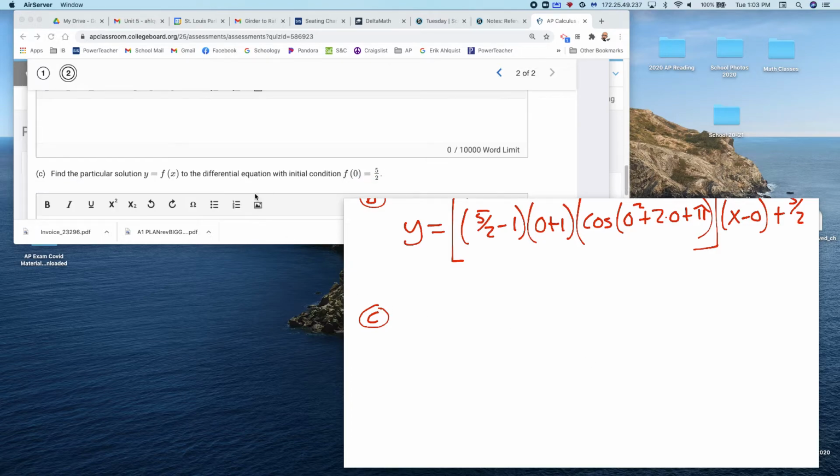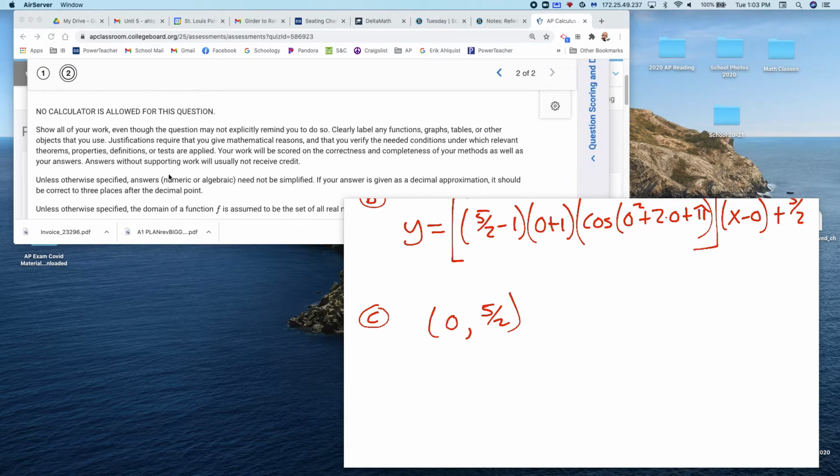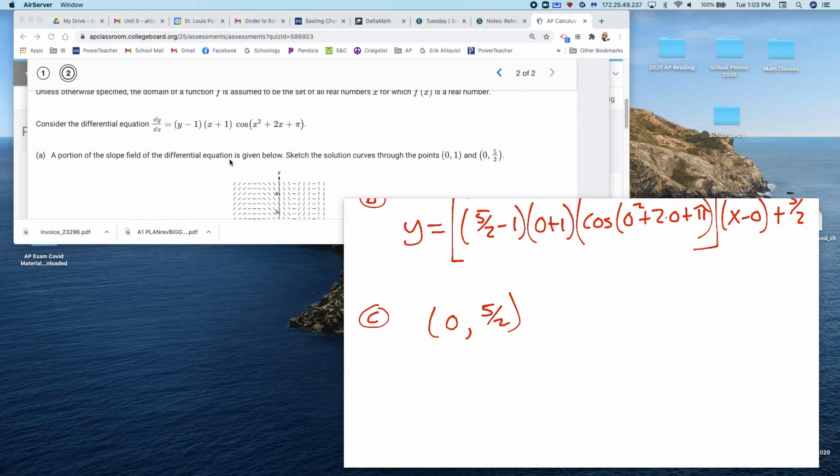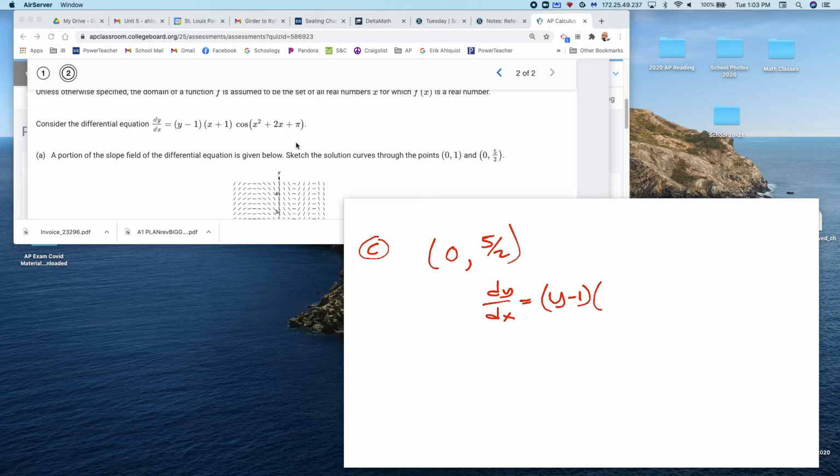So then the next part is, again, has this tag, find the particular solution. They give you the point 0, 5/2. Find the particular solution to this differential equation. So what I'm going to do is I'm going to separate the variables on this. You know you have dy dx is equal to y minus 1 times x plus 1 times cosine x squared plus 2x plus pi. And I'm going to separate the variables.